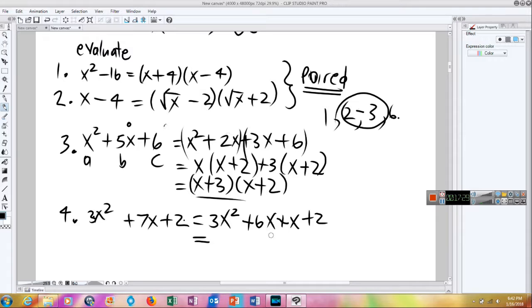To simplify this even further, we need to factor out 3x on this side and 1 on this side, because we still need the x. So we have 3x, x plus 2 again, and on the other side, plus 1, x plus 2. We use the 1 here because we want these two brackets to be the same, and because we have them already, we wouldn't want to change it.